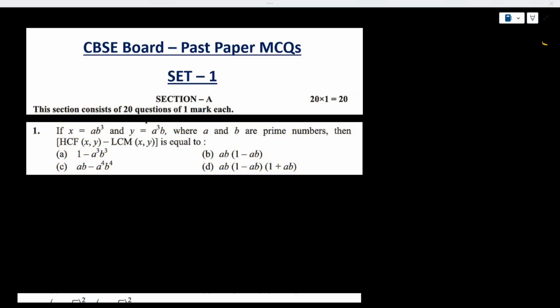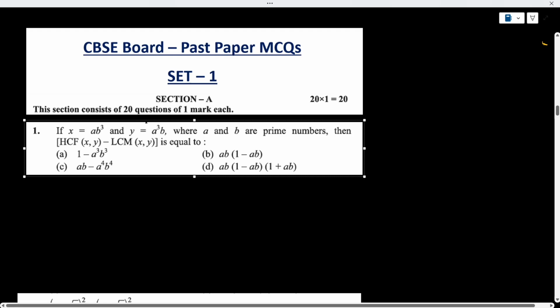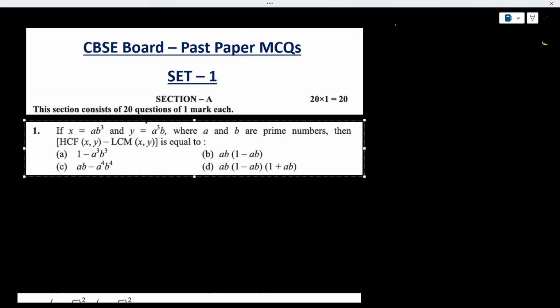Hello students, today we'll be discussing multiple choice questions from a CBSE past year paper. This is one of the sets of the 2025 paper. You know that in the CBSE exam pattern there will be 20 questions of 1 mark, which totals 20 marks.